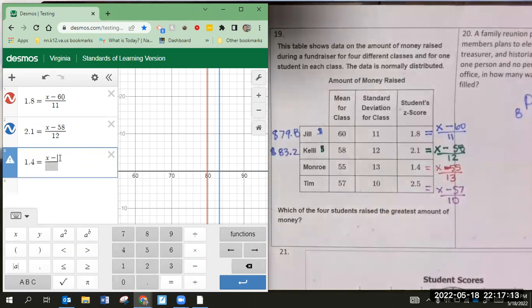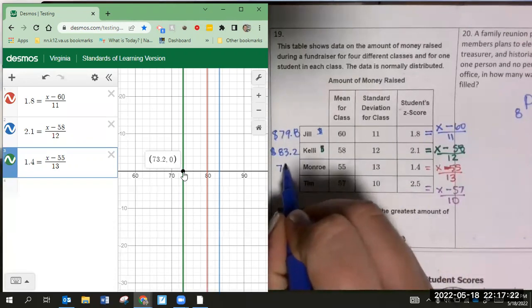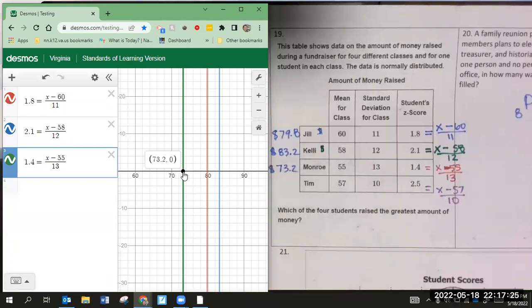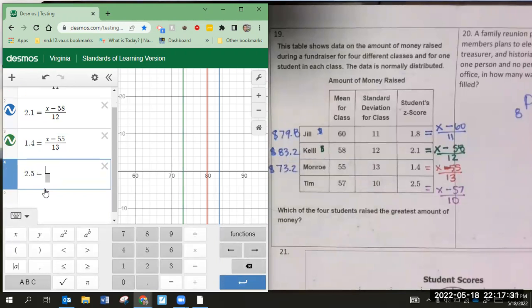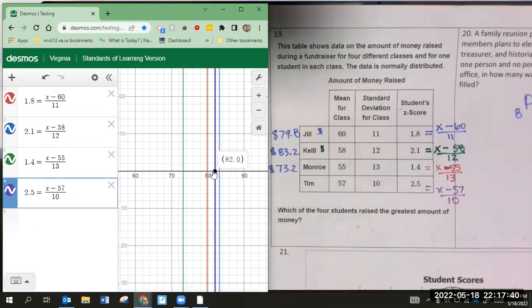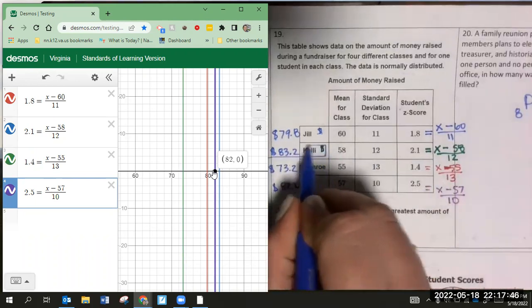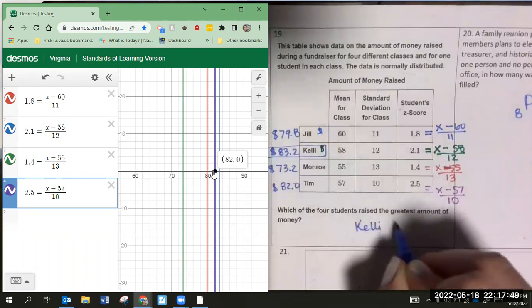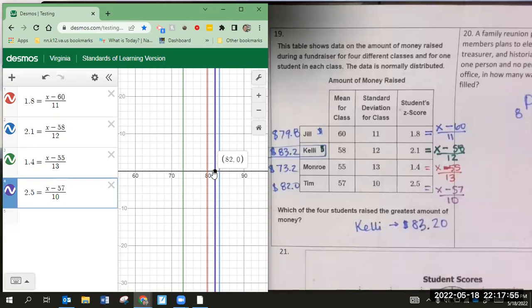1.4. Monroe has raised the least amount of money. And let's check Tim. 2.5, x minus 57. And Tim just didn't have enough. His was 82 even. So Kelly was the one who raised the most money. She raised $83.20.